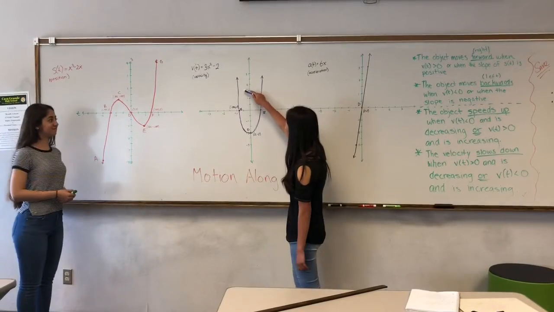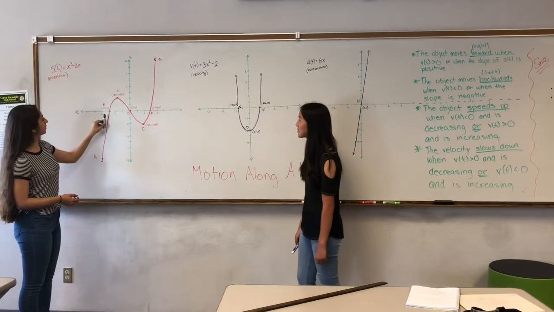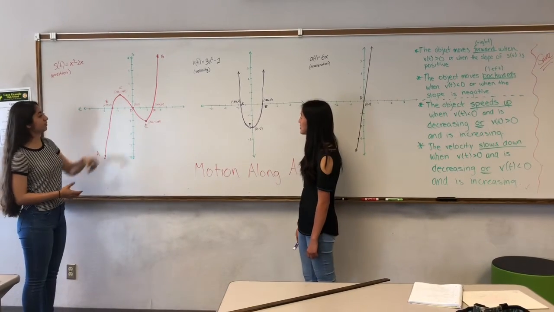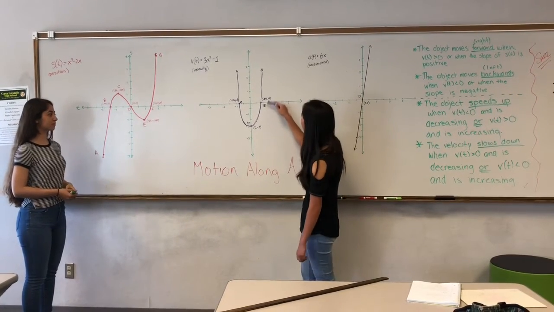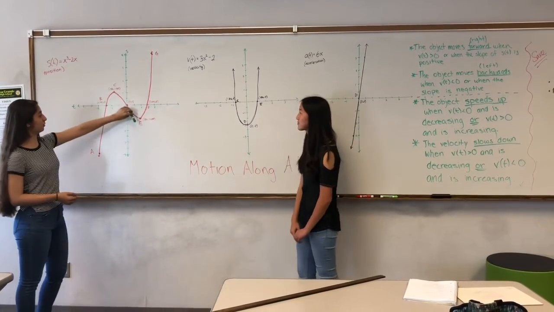So the velocity goes from positive to negative at point C. That means there's a maximum at point C because the slope goes from increasing to decreasing. And then the velocity goes from negative to positive at point E. That means there's a minimum at point E because the slope goes from negative to positive.